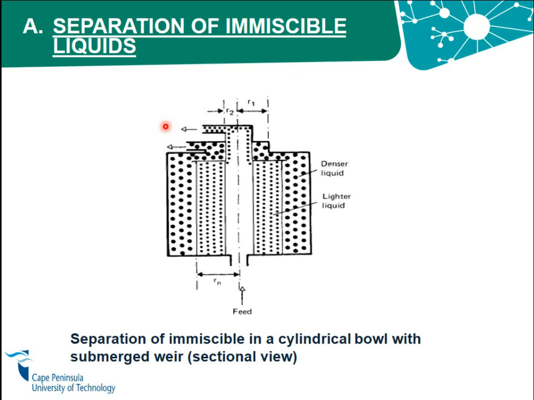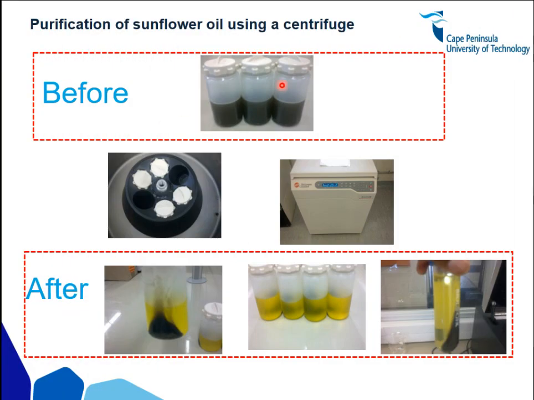So let me show you what we have done in the lab in terms of applying this technology. We extracted oil from sunflower seeds using the oil press. So before extraction, after extraction, this is how our oil looks. This is before we centrifuge the oil.